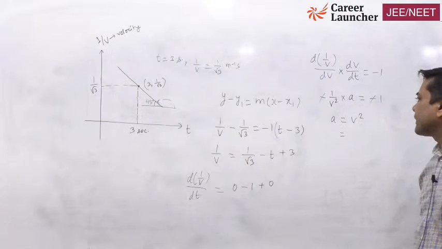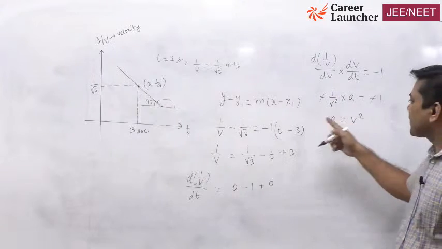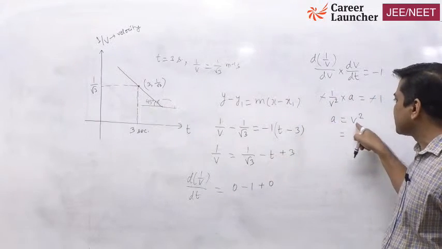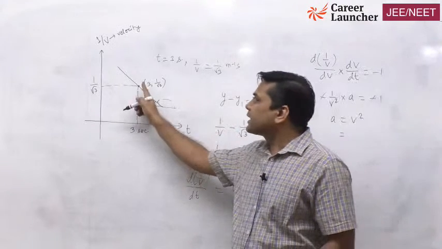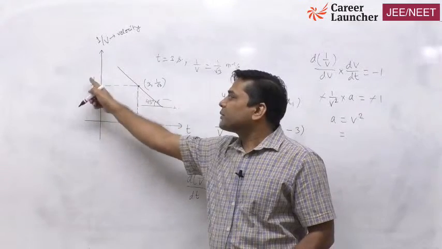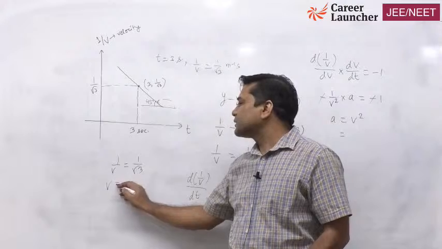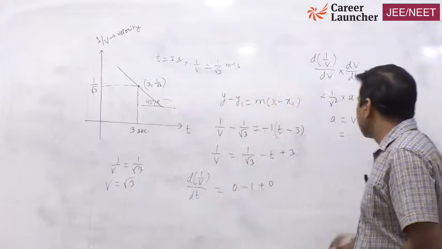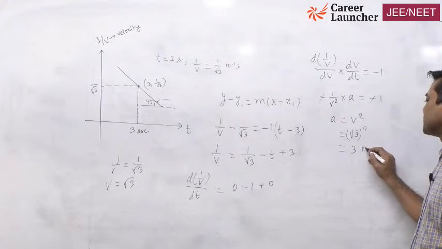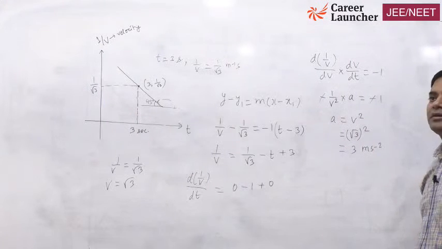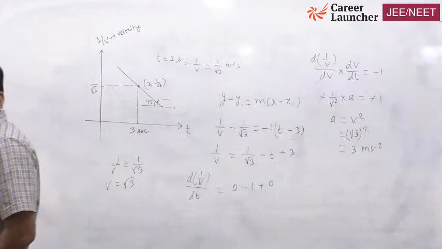So here a is v square, and because they are asking what is the acceleration at t equal to 3 seconds, first calculate what is the velocity at 3 seconds. Velocity at 3 seconds is directly mentioned, which is here 1 by v equal to 1 by root 3. So v is root 3, and a is root 3 the whole square, which is equal to 3 meter per second square. This is the value. I hope you understood this question.